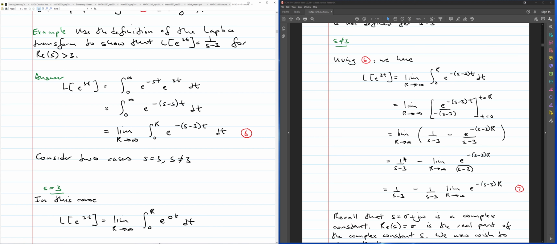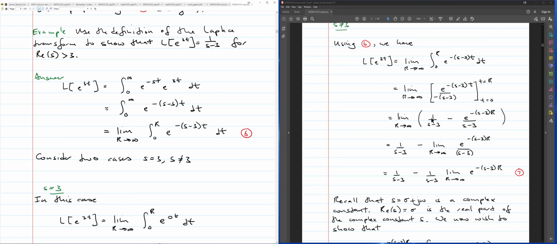Okay, so I need to take the limit of this. Now this part doesn't involve r. If I'm taking the limit, you could take the limit of both expressions. Taking the limit of 1 over s minus 3, this is independent of r, so I'm just left with 1 over s minus 3. And now I need to take the limit of this expression, e to the minus (s minus 3)r divided by s minus 3. And notice over here I can pull out the 1 over s minus 3.